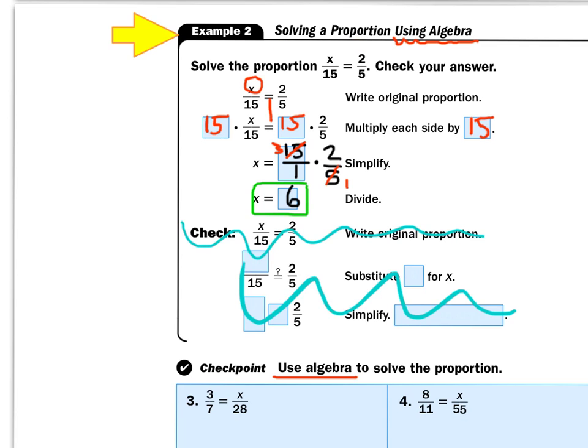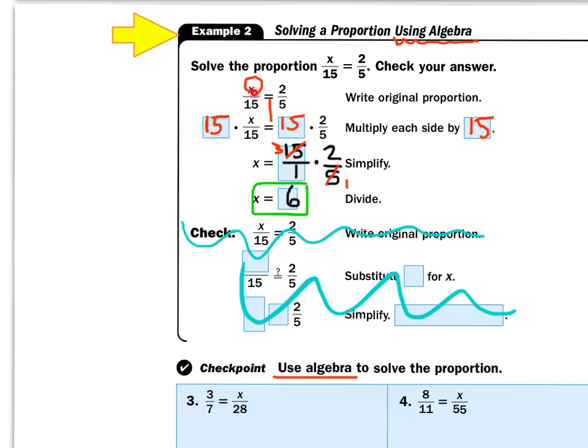Okay, so look at example 2. Another way to solve proportions is using algebra. And this is just like when we would solve any equation. Okay, let me show you what I'm talking about. If they gave us x over 15 equals 2 over 5, I would circle the variable and bring down my wall. Take a look at what's touching the circle. See how dividing by 15 is touching the circle?